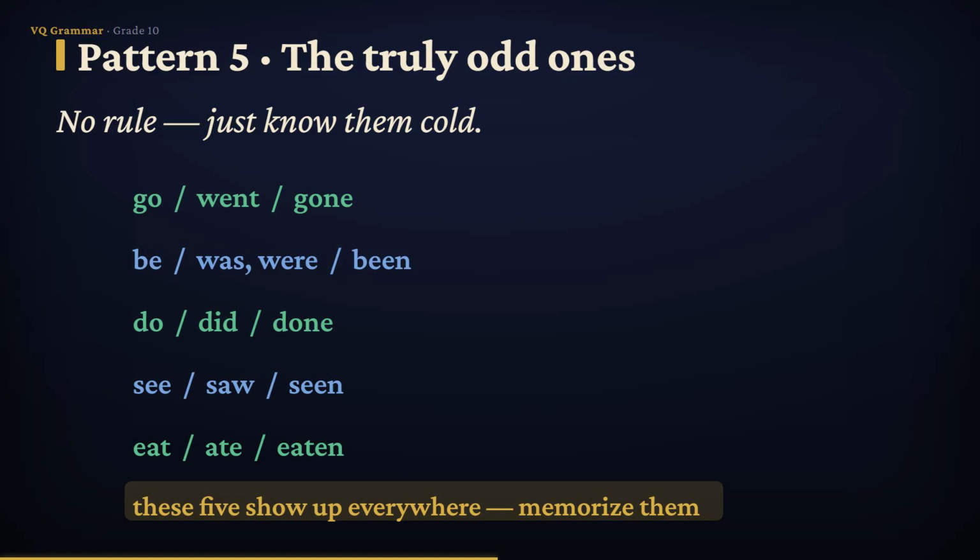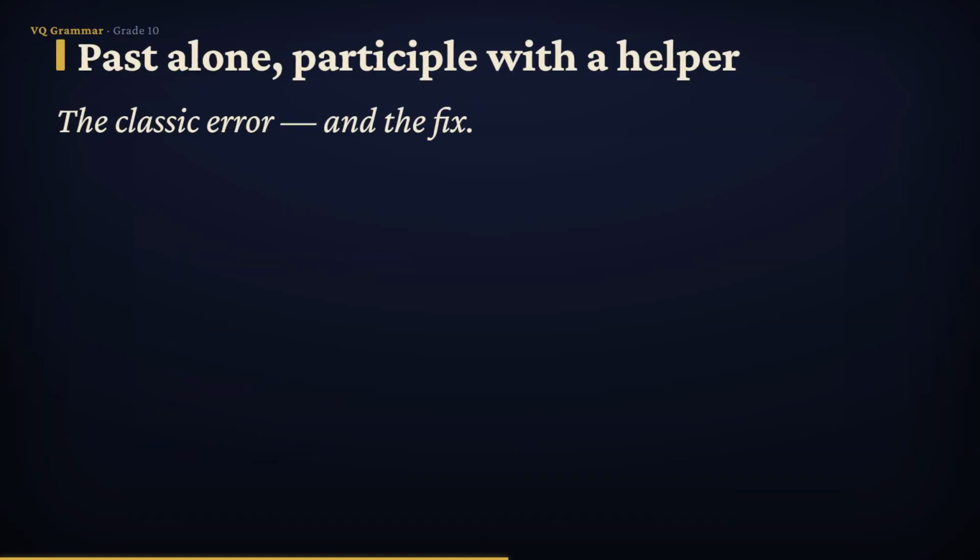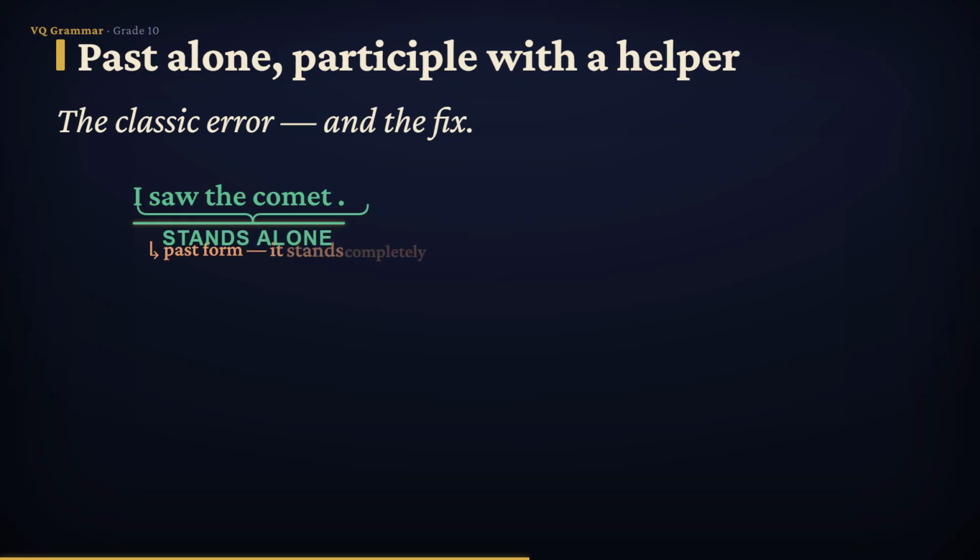Memorize these 5 and you will dodge most of the mistakes people make with irregular verbs. Now the skill that matters most of all. The past form and the past participle do 2 different jobs. The past form stands completely alone. I saw the comet. No helper in sight, just saw.